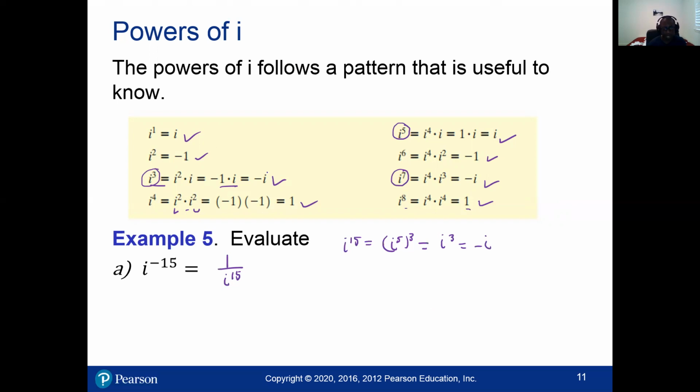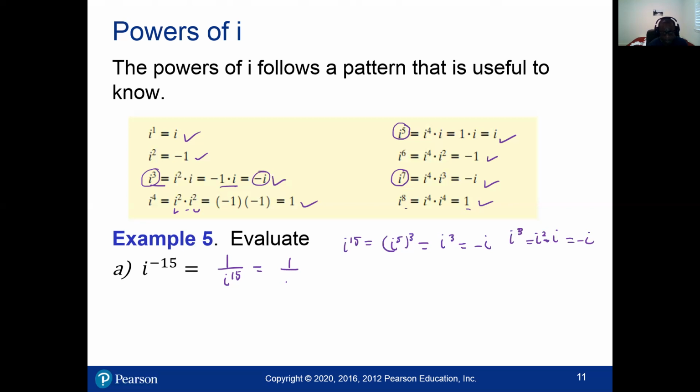Okay, as we can see here. If you don't remember I to the 3rd, you can write it as I squared times I, and I squared is negative 1. So that gives me negative I.